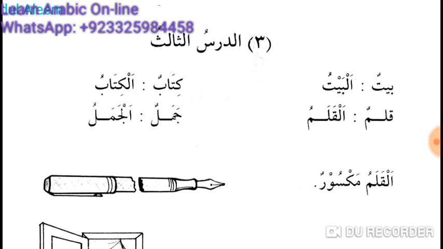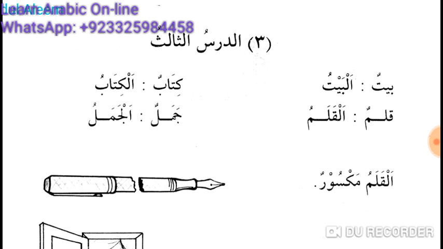Today we are going to learn the use of alif lam. Al means the. Al baytu, the house. Al kitabu, the book. Al kalamu, the pen. Al jamalu, the camel.